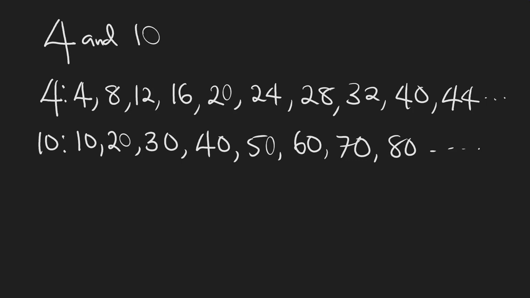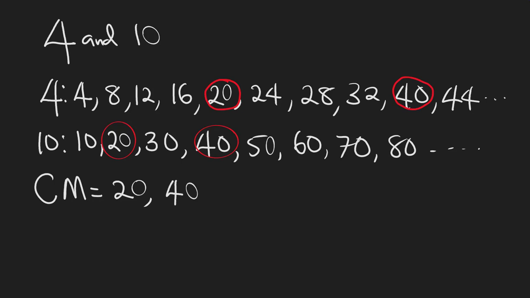We can see 20 in common, right? So one of the common multiples, in short, is 20. Next, what again? We have 40. Based on the multiples of 4 and 10 provided here, the common multiples are 20 and 40. If you want to get more of the common multiples, then you have to get more of the multiples of both numbers. So in this case, what is then the least among the common multiples? The least among them, of course, is 20.